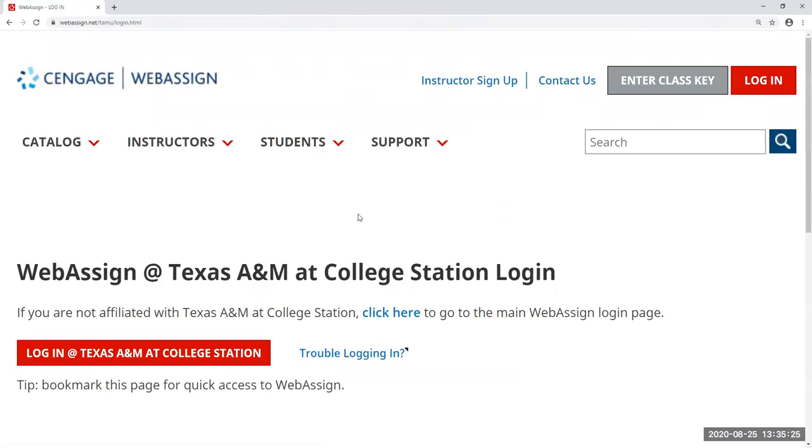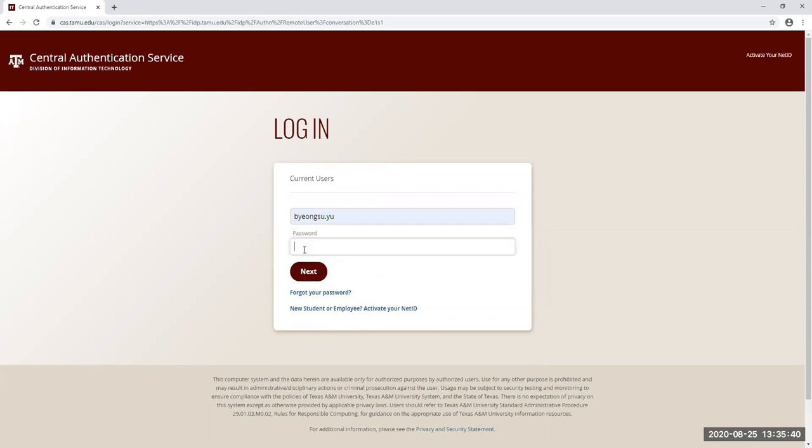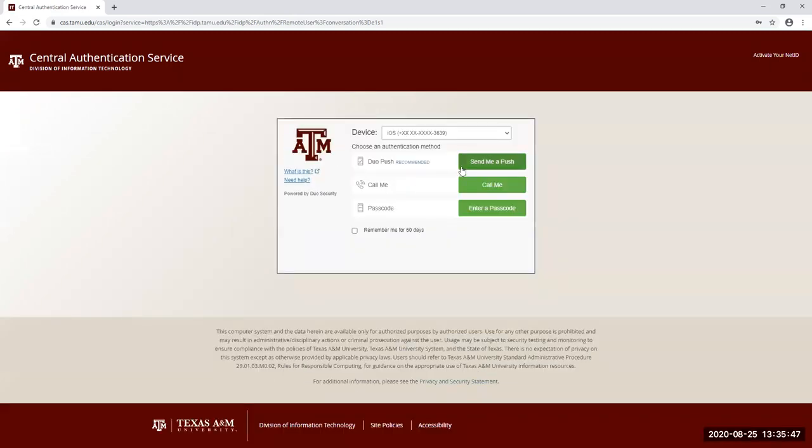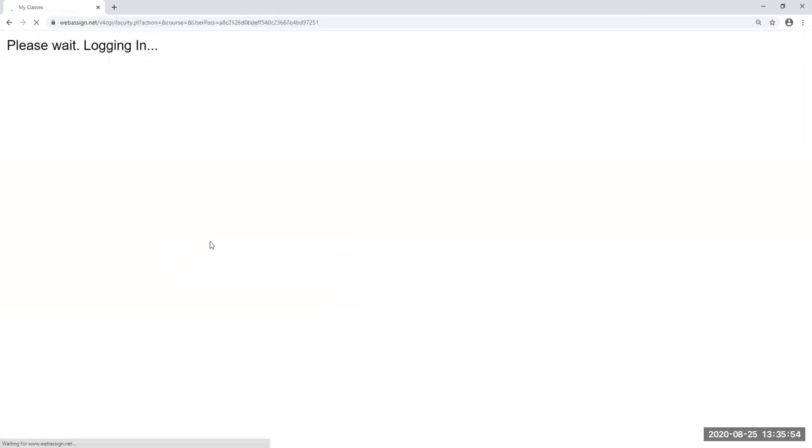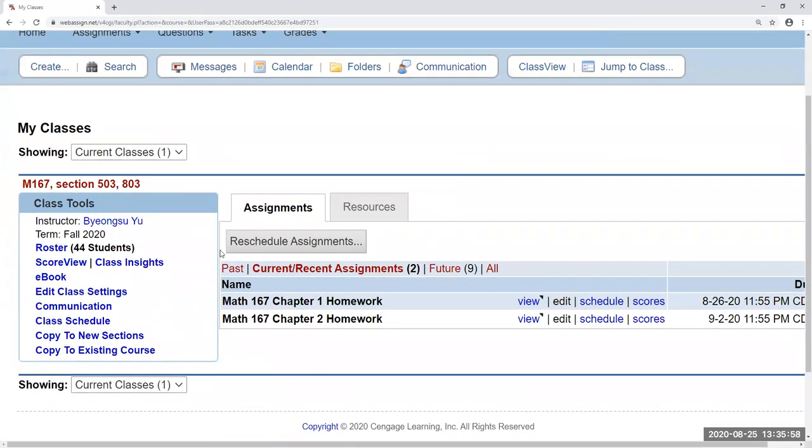Then there is something called WebAssign at TAMU, Texas A&M at College Station, login, right? Just click it. And there are two login buttons. The first one is the top one and the other one is the bottom one, but do not use the top one. Just use the bottom login box. Then it shows you the user NetID login, and you can use your NetID to log in, using your Duo. Then you can see the WebAssign classes, and you can see just the chapter one homework, right? So it means that you don't need any class key or code if you just log in using NetID, right? No problem. Again, do you have any other question?